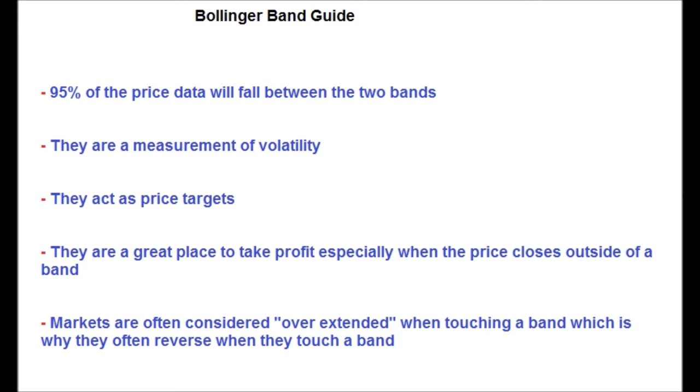So they act as price targets. Remember what we said about once it crosses the midway point, the upper band will then become a price target. If it fails to break the midway point, then the lower band will become the target again. Markets are considered overextended when they hit the band, which is basically why a lot of the time the price will go up, hit the band, and then it will reverse, because traders will say, okay, it's overextended now, so let's take my profit. So they're a good time to take your profit.